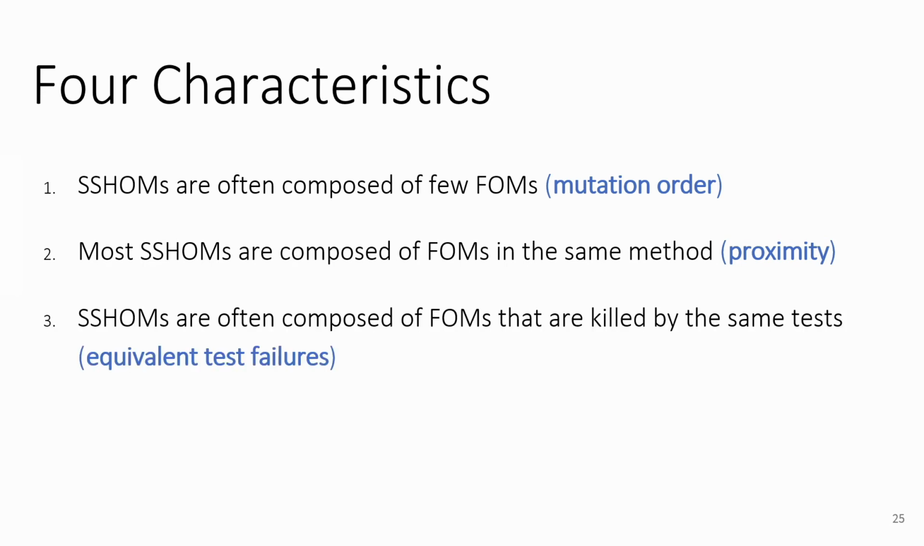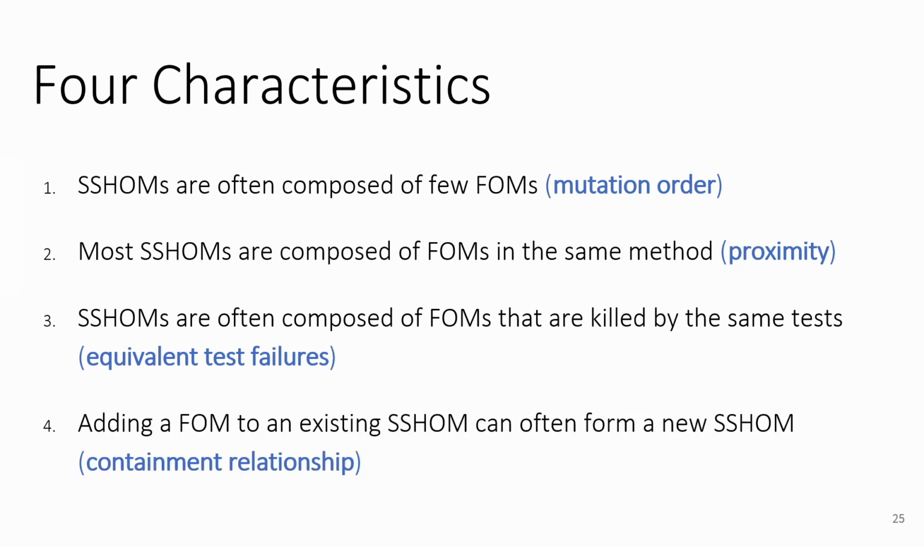Third, they are often composed of first-order mutants that are killed by the same set of tests, a characteristic we term equivalent test failures. Finally, adding a first-order mutant to an existing strongly subsuming higher-order mutant can often form a new one. We call this characteristic containment relationship.